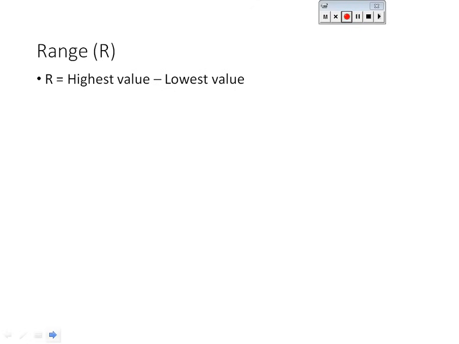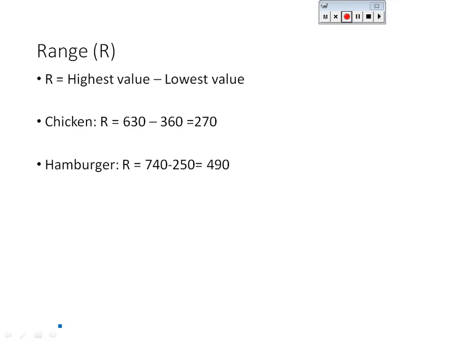The first measure of variation we have, we already worked with this unit. It's your range. We really never talked about the symbol for the range. It is a capital R, and it's simply highest value minus lowest value. So for chicken sandwiches, we can take 630, which was our highest, minus 360, and we get our range of 270. Now if we do the same thing for hamburgers, the range comes out to be 490. So if I just go based on the range, I would have to say that the hamburger data is more spread out, that it's more variable than the chicken data.